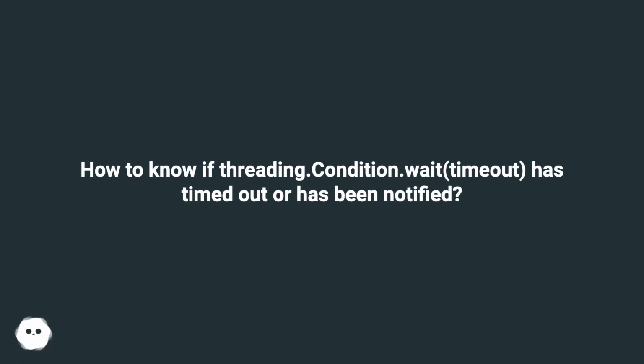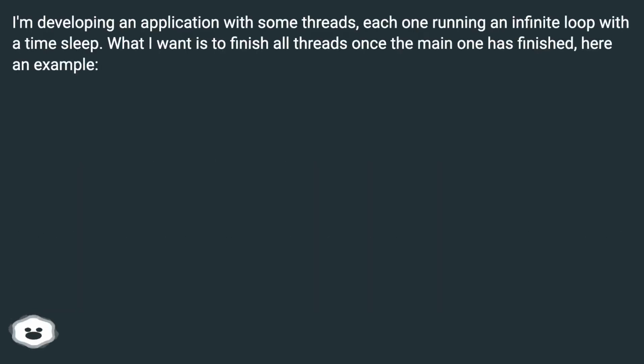How to know if threading.Condition.wait timeout has timed out or has been notified. I'm developing an application with some threads, each one running an infinite loop with a time sleep. What I want is to finish all threads once the main one has finished. Here's an example.